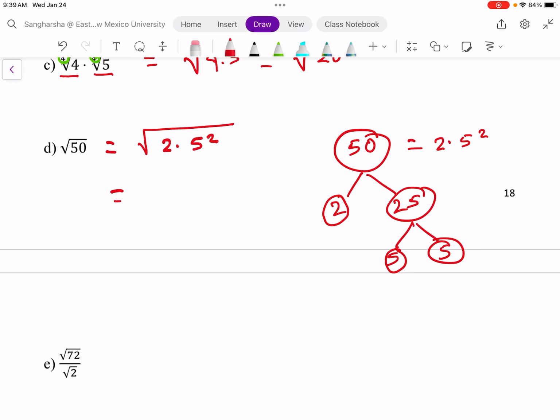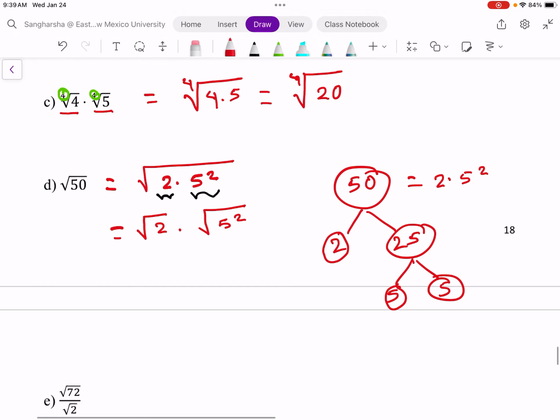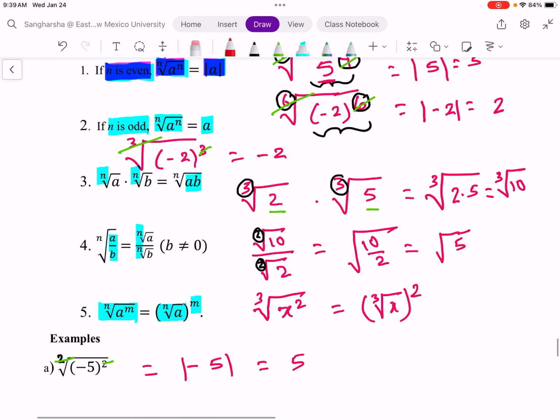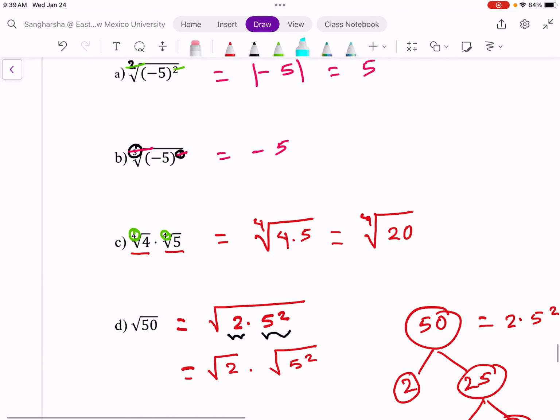Now since the radicand is in a product form, we have our radicand in factor form, so we can rewrite this as the square root of 2 times the square root of 5 squared. This is the other way of our property number 3. In property 3, the nth root of ab, where a and b are in a product form, we can separate it. So we have the nth root of a times the nth root of b, so we use property 3 here.